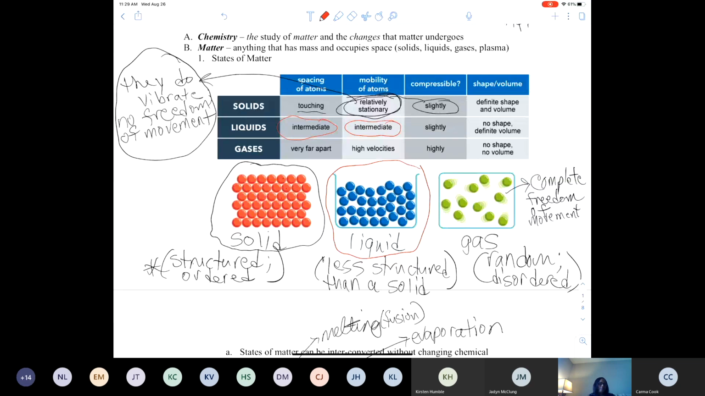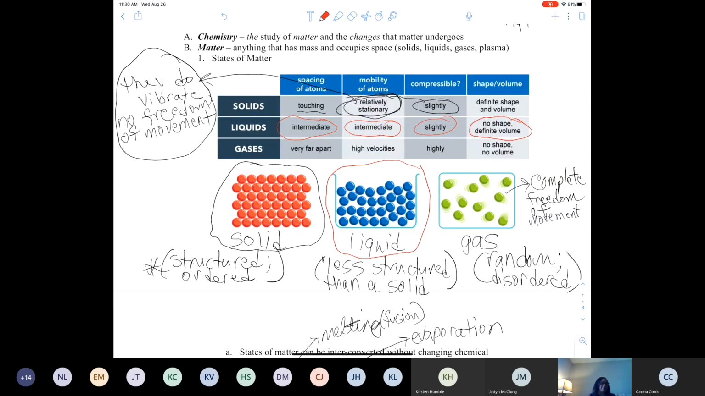And just like solids, liquids are only slightly compressible. And because the particles that make up a liquid are spaced out a little bit from each other, liquids have no definite shape. But they do have a definite volume.